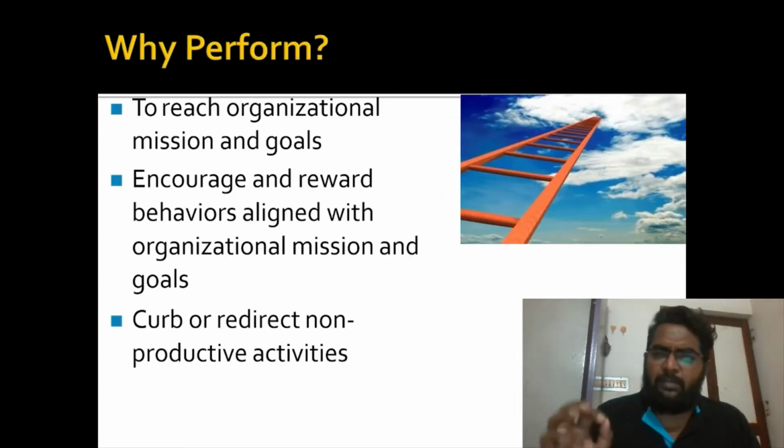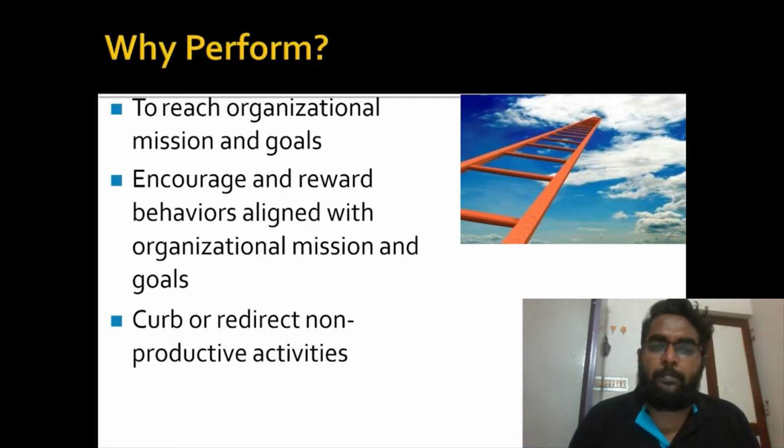Then let's see why performance is required, or why there must be something called performance. An organization is working to achieve a mission. That mission and goal must be achieved. If they want to achieve this, there must be performance. Then encourage and reward behaviors aligned with the organizational mission and goals. There must be performance on the part of employees as well as the employer. Then finally, to curb and redirect non-productive activities. If there are any non-productive activities on the part of an employee, we must be able to curb them. For that, performance is required.